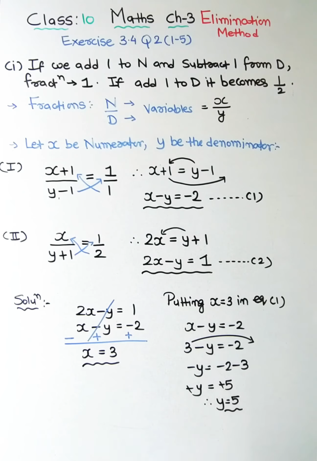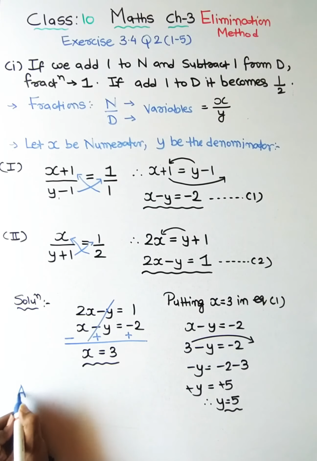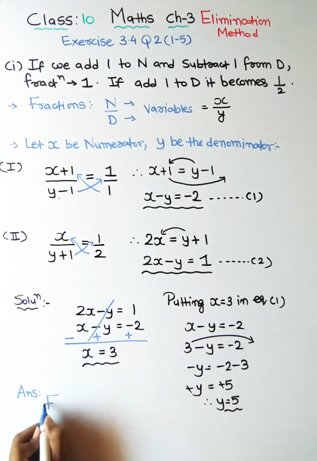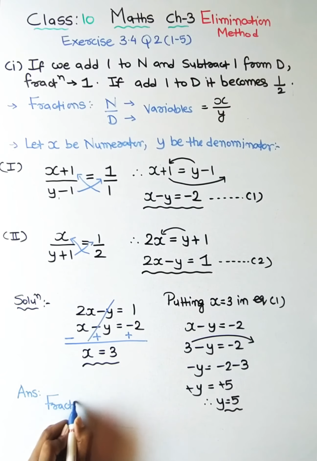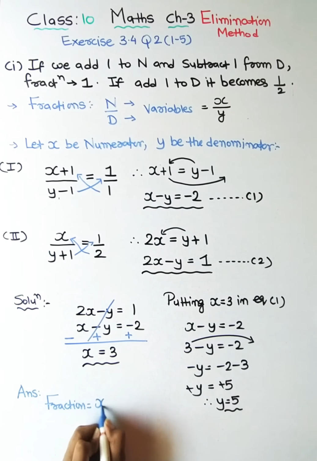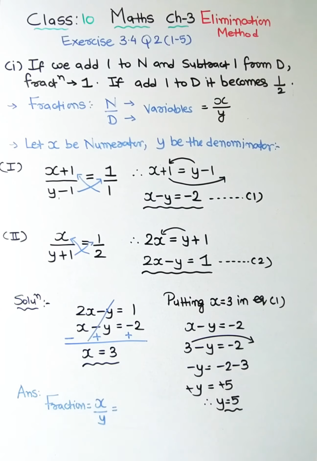So let us go for the final answer. The final answer is the fraction itself. And what is that fraction? It is x upon y. So that will be 3 upon 5. So this will be our final answer. Moving on to question 2.